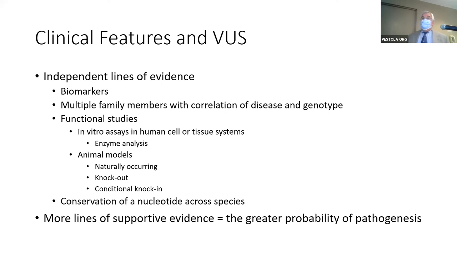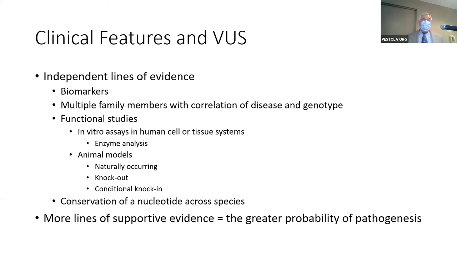You can also look for conservation across species. If you have an invariant arginine from yeast through Drosophila, through all the chordates, through all the primates, Mother Nature probably needs that arginine there for that protein to work. So a change to anything else probably means something.